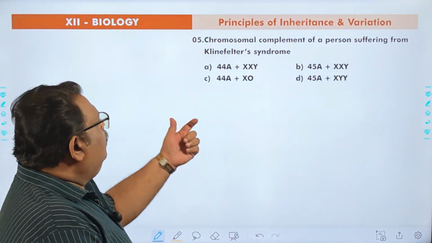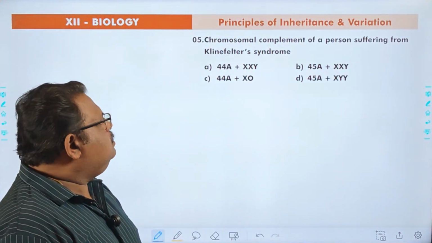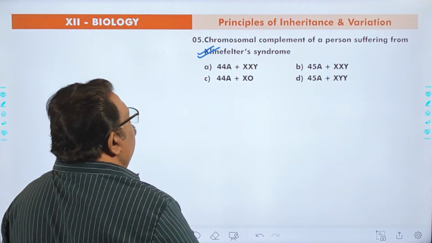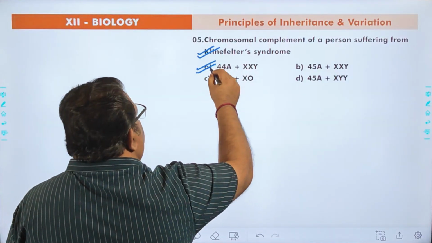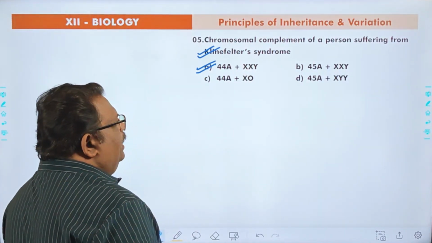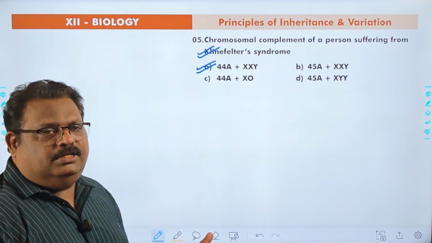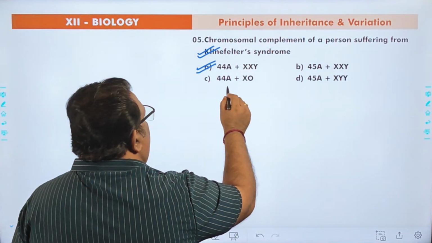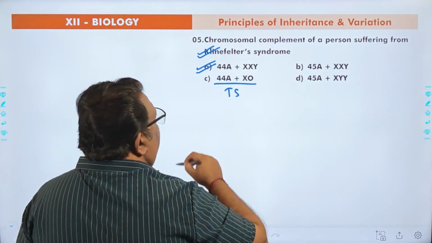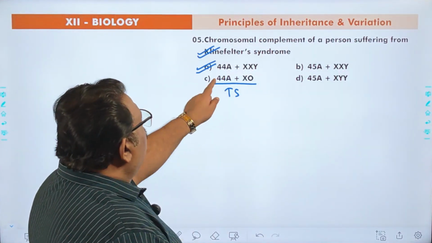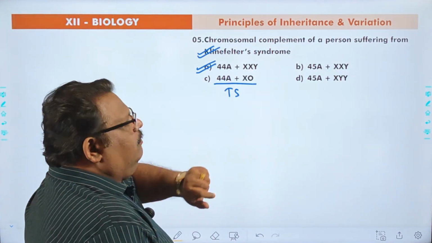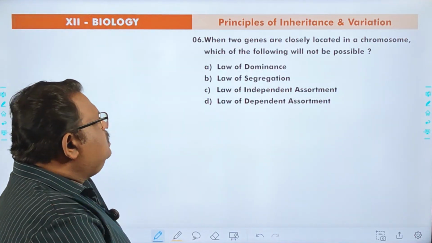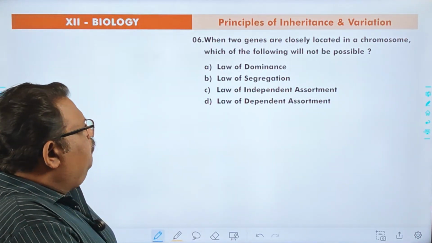Next question. Chromosomal complement of a person suffering from Klinefelter syndrome. Klinefelter syndrome means 44 autosomes plus XXY. One X chromosome is additionally present. 44A plus X0 is called Turner syndrome. 44A plus XXY is called Klinefelter syndrome. So the answer is A.